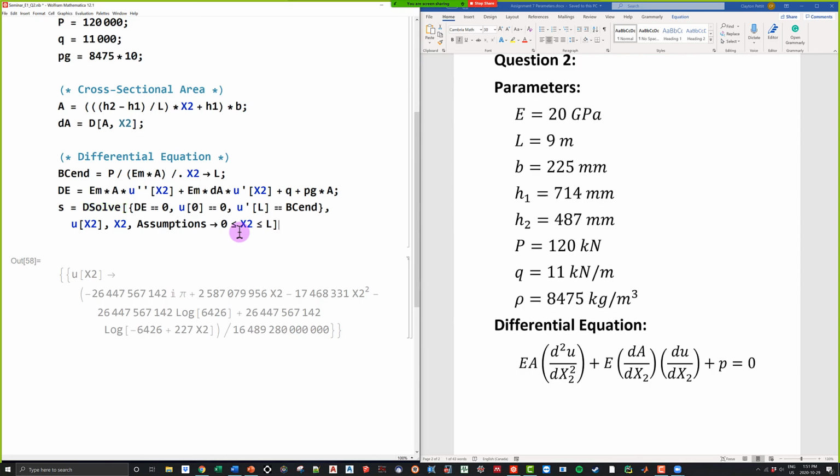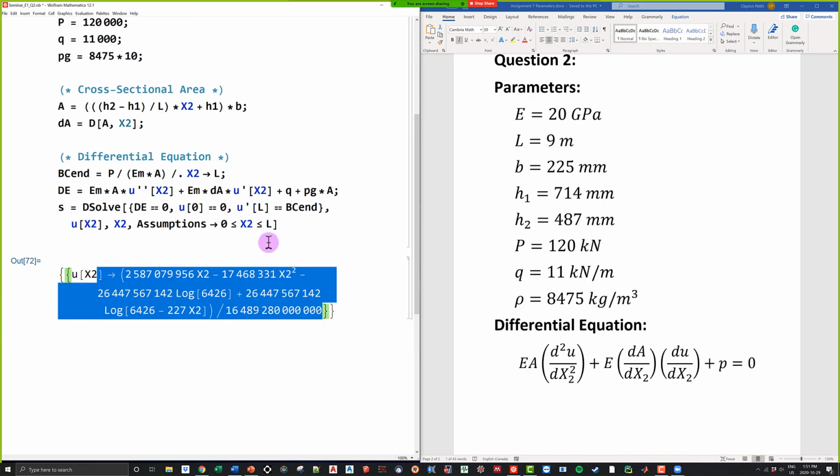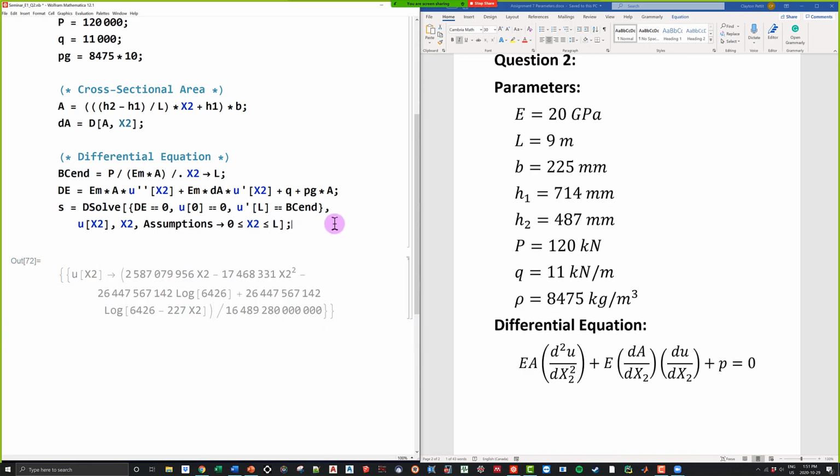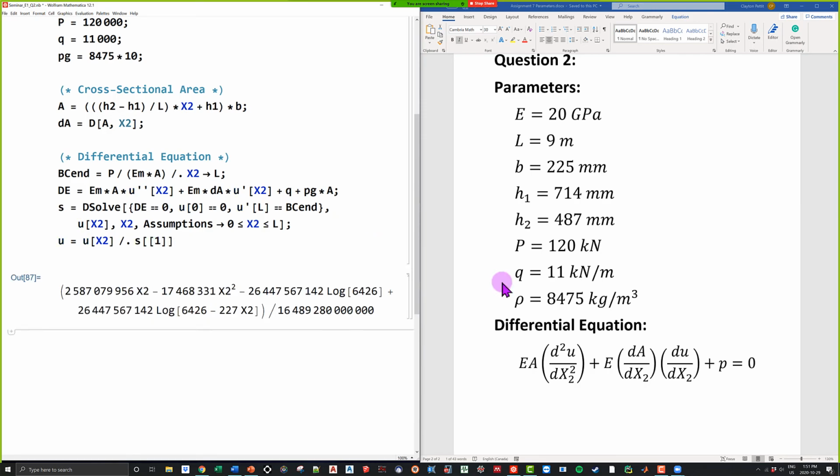So now we're only considering the solution of this equation between x equal to 0 and x equal to L. So now if I run it, as we can see, we have no more i. We actually have a nice displacement function. So if I want to, I can define that as u equal to u as a function of x2. Oops. All right, hold on, guys. I got this. Now if I run it, I got this.